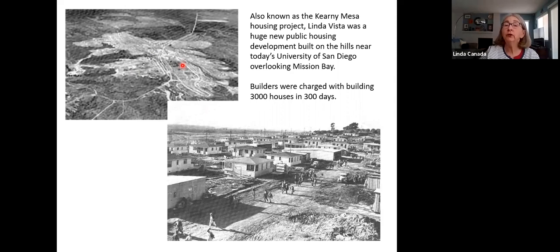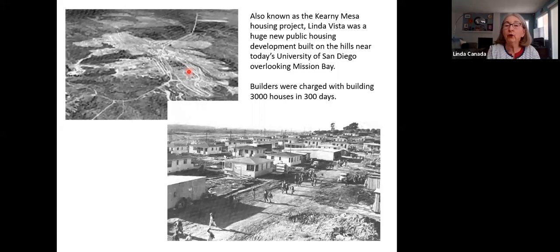So how do you build 3,000 houses in 300 days? And the answer is that you do it in a production line, just like they built the cars at the Ford Company plant. So the first group of workers came in. Well, how about talking about the last group of workers that came in? So the houses are up. They've been built one by one by one as a production line moves through. Here's what the last group does.